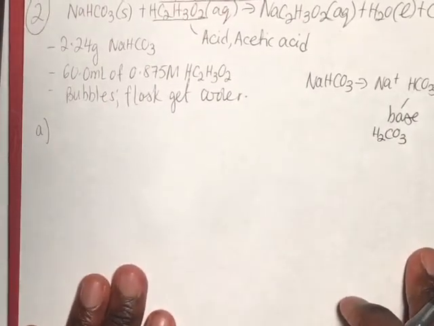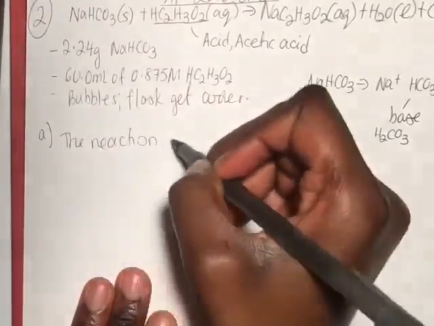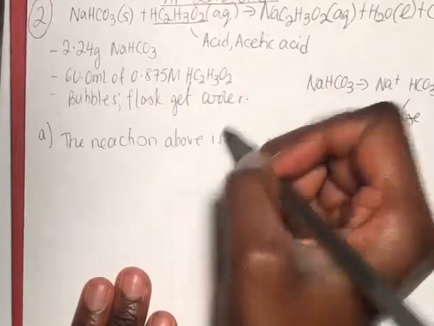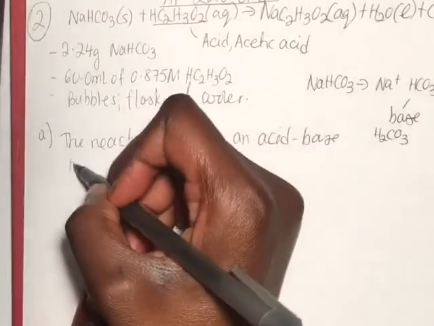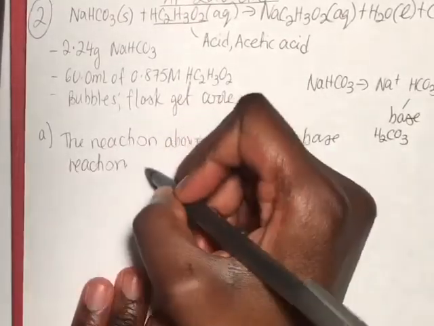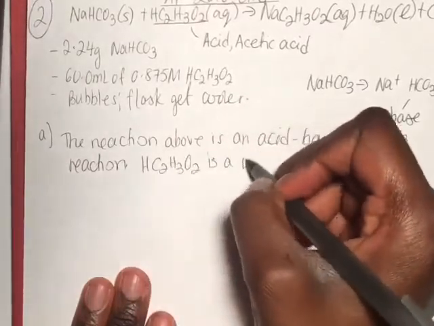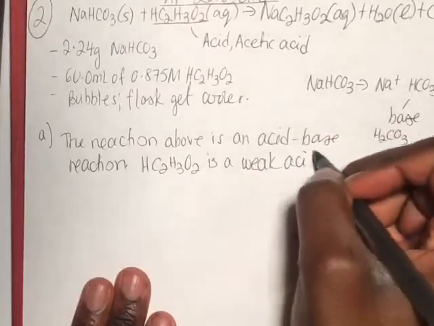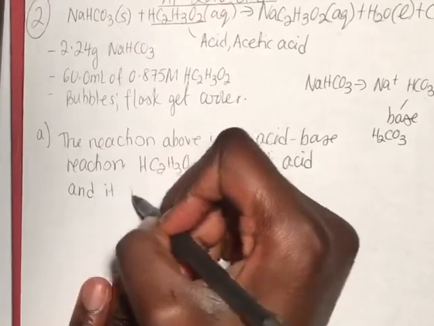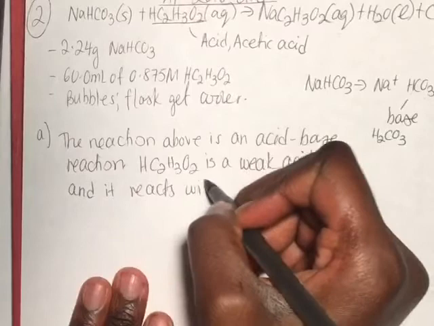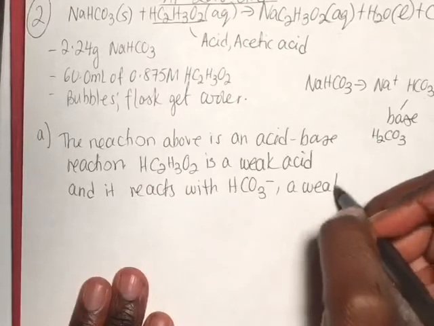So our response should be, the reaction above is an acid-base reaction. HC2H3O2 is a weak acid and it reacts with HCO3-, a weak base.